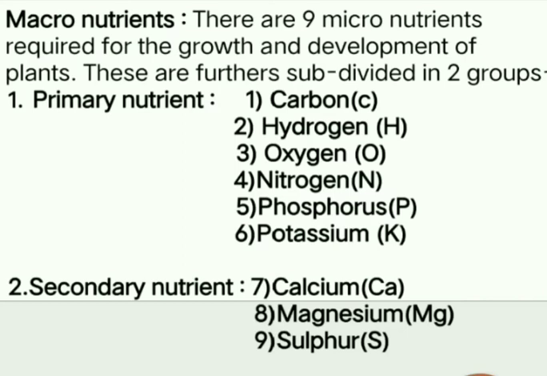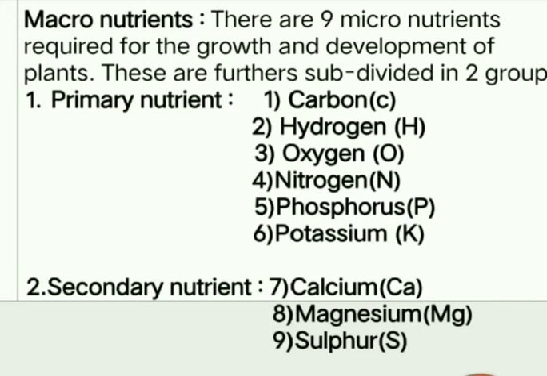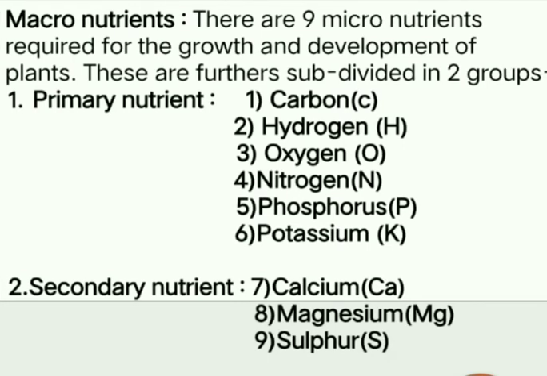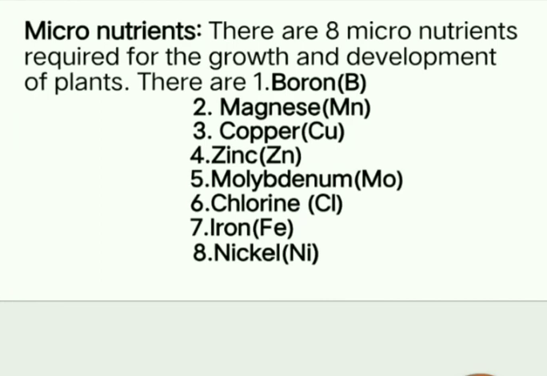Macronutrients are carbon, hydrogen, oxygen, which are also known as the structural elements. Then nitrogen, phosphorus and potassium, they are the major or primary nutrients. Then secondary nutrients: calcium, magnesium and sulfur. And then micronutrients: boron, manganese, copper, zinc, molybdenum, chlorine, iron and nickel.